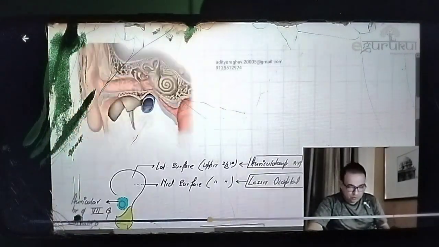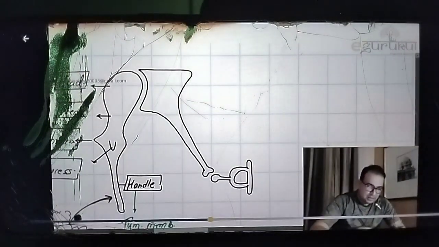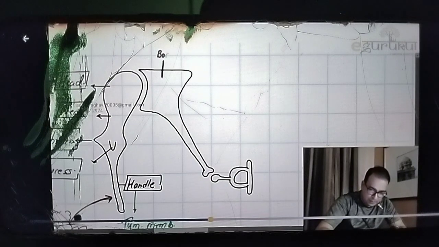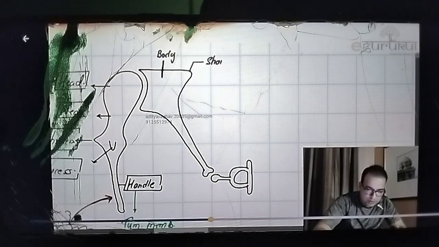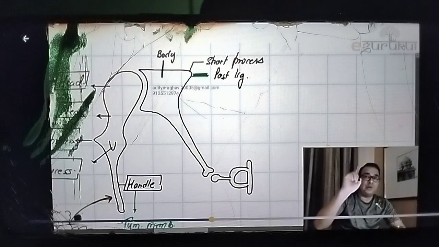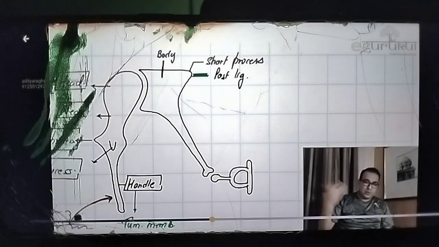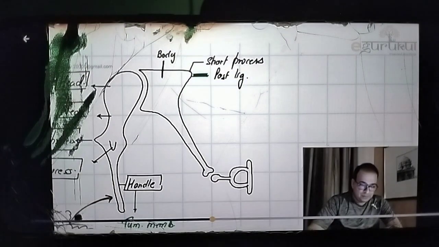So coming to the incus bone, coming to the picture which is showing the same thing here. What you see here is the incus. This portion of the incus is called the body. This process here is the short process. Now, the one thing to remember is that this short process is giving attachment to the ligament which is called the posterior ligament. So the anterior ligament and superior ligament are attached to the malleus bone because that is more toward the lateral side, so anterior and superior to the head. But the posterior ligament, which attaches backward to the posterior wall, is to the short process of the incus.